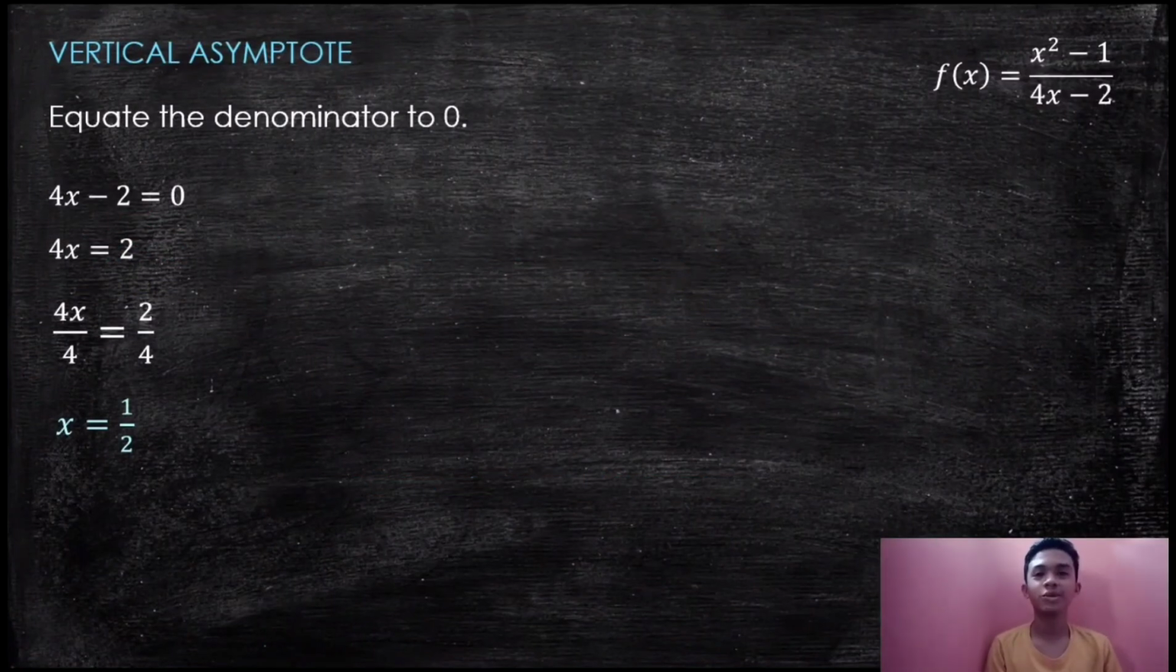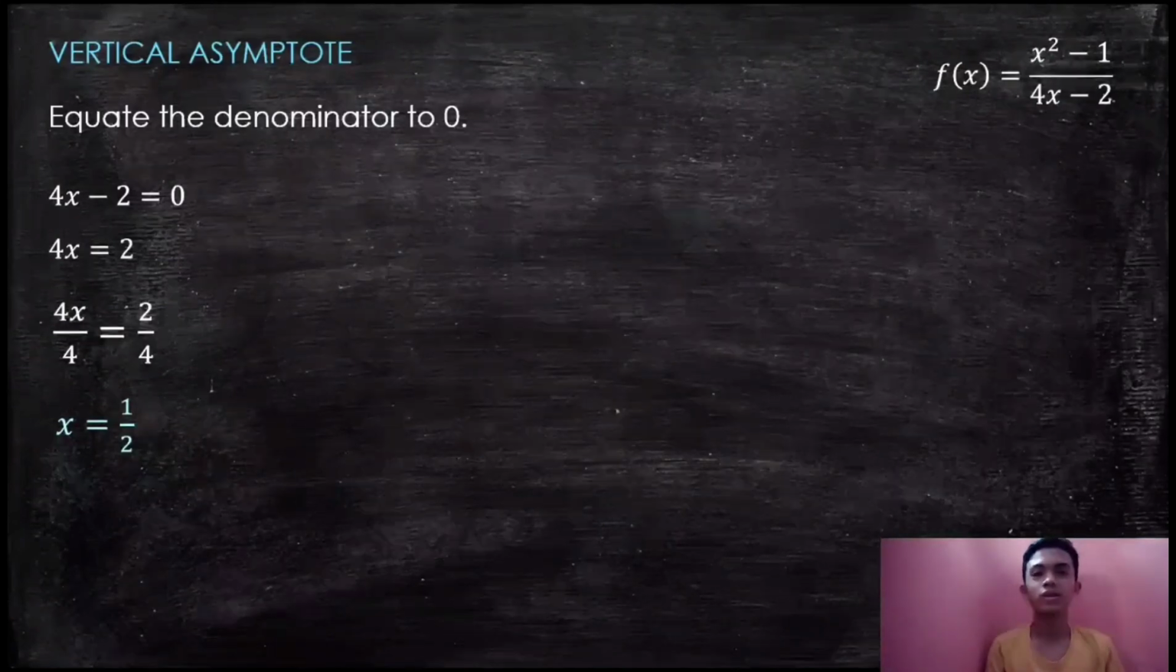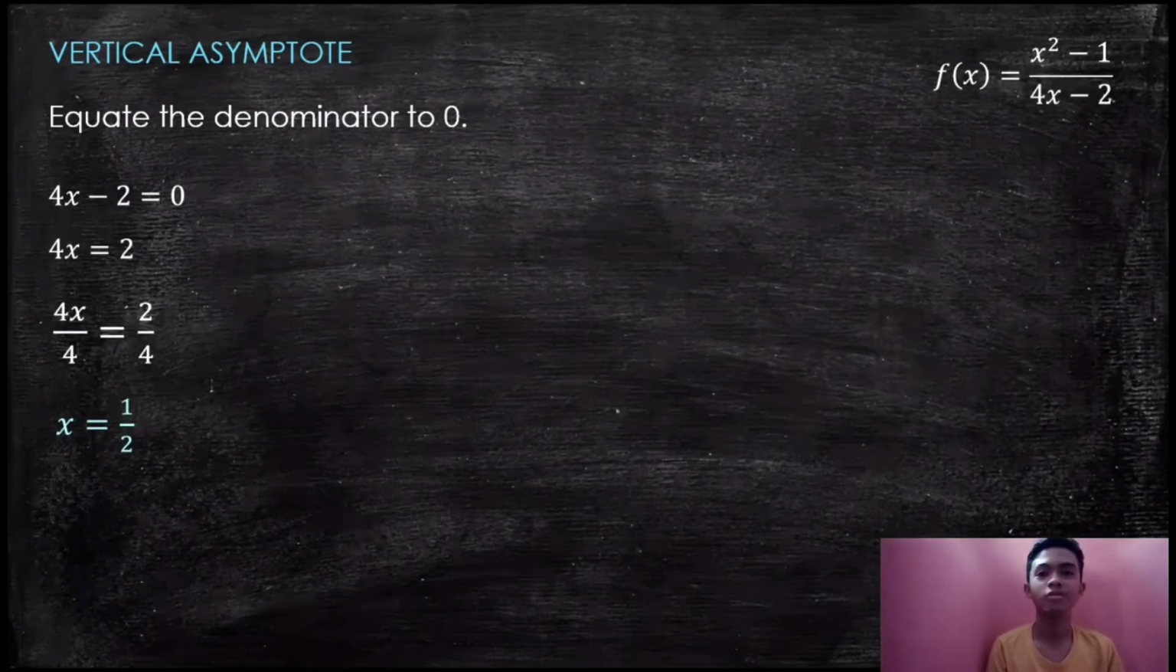To find the vertical asymptote, we must first equate the denominator to 0, then solve for x. In our case, 4x minus 2 equals 0. We transpose negative 2 to the other side and divide both sides by 4. So our vertical asymptote is x equals 1/2.